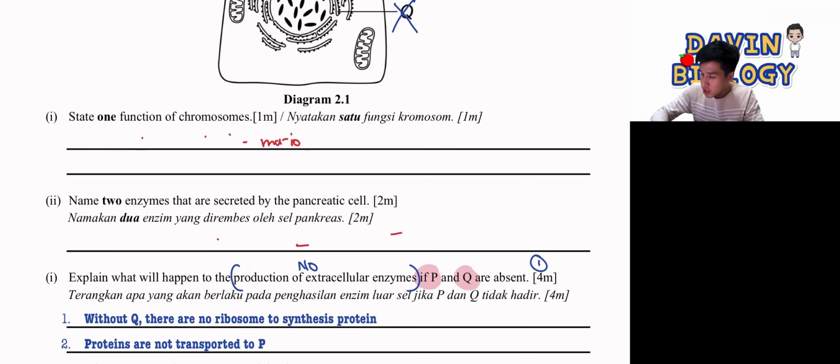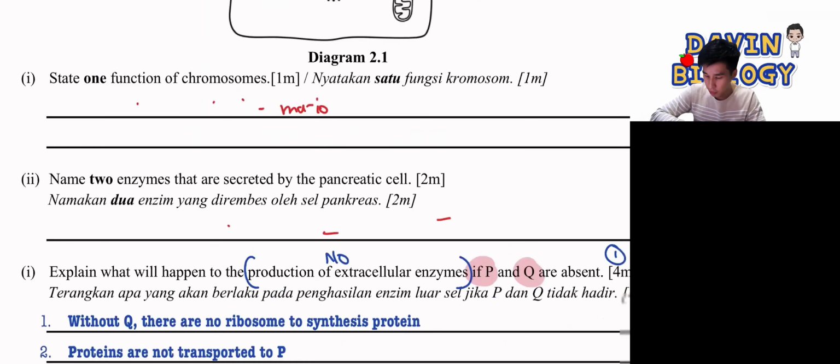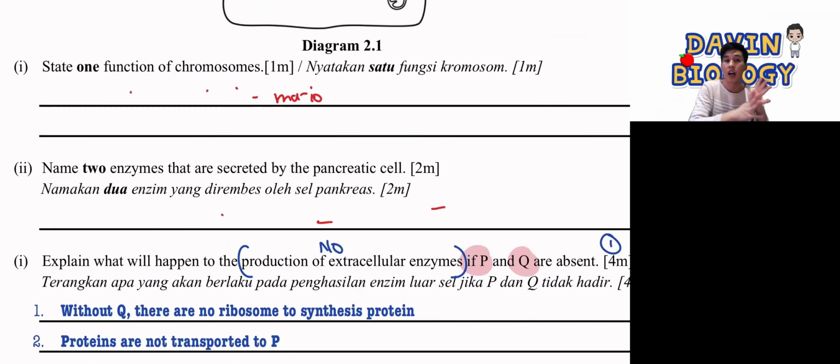Same. You just mention that the functions of P and Q cannot occur. For example, no Q means no ribosome, no protein. No protein means you cannot transport it here. So the blue color point that I write here is about your rough ER. So no Q, no ribosome to synthesize protein. You can copy this down. Then no protein, then you cannot transport it.